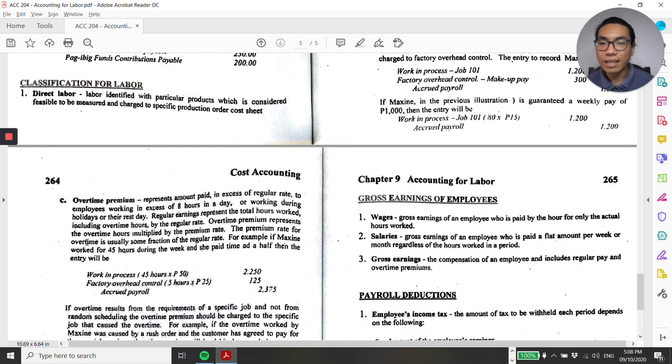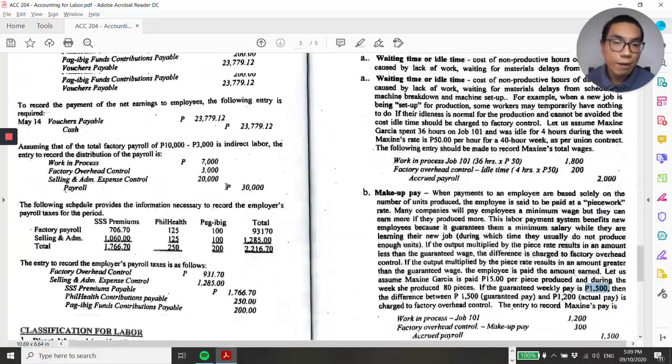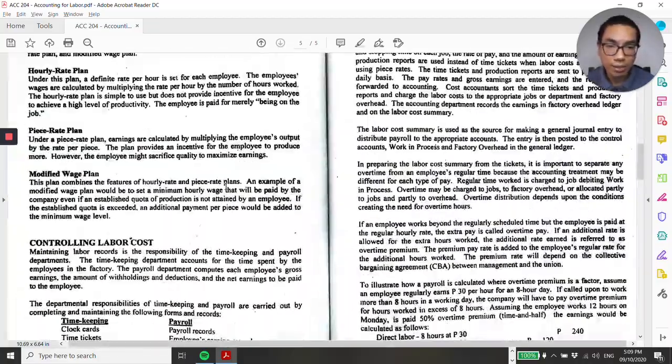Ayan. And for the overtime premium. So for this particular problem, nasan yun? The premium rate for the overtime, ito pala. For example, if Maxine worked for 45 hours during the week, and she paid time and a half, then entry will be, so yung naging ganito yung entry kasi unang-una, i-compute natin, similar to the first problem na kinompute natin, yung, nasan ba yun?